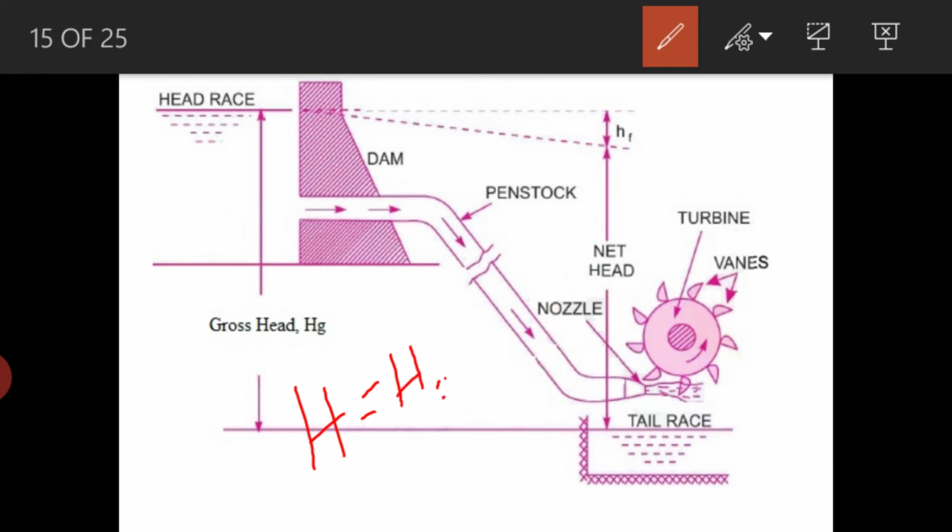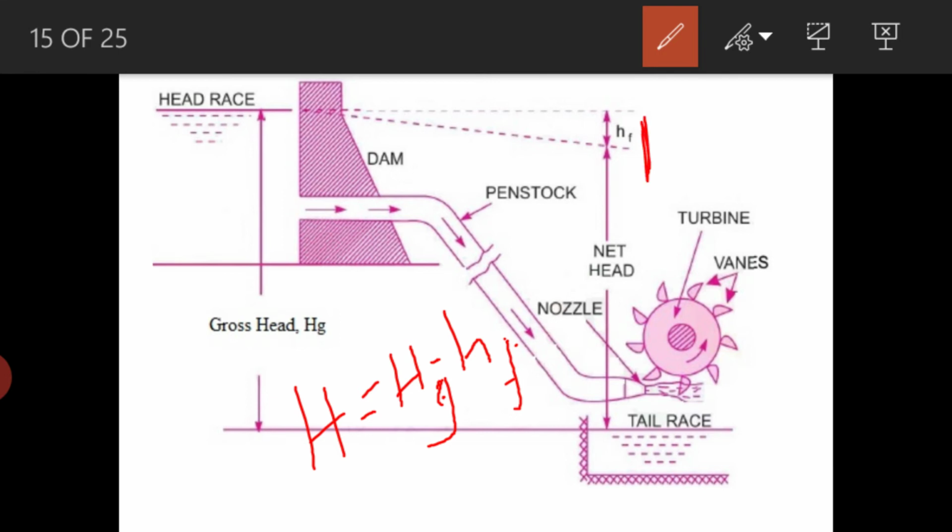The net head H can be written as Hg minus Hf, where Hf is the loss of head due to friction. This much is the loss of head due to friction.